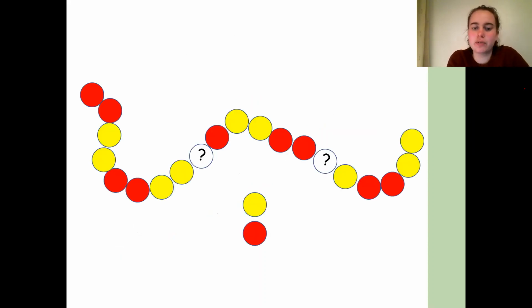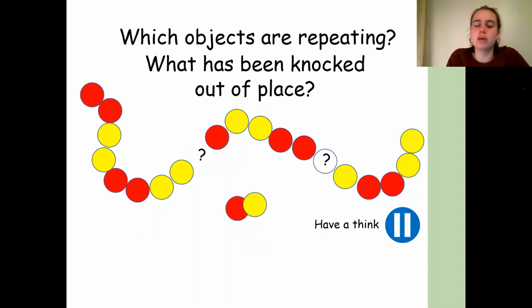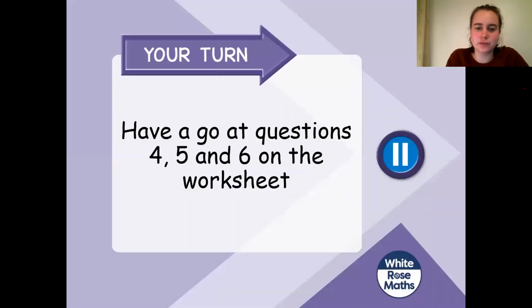So we've got 2 missing counters from this pattern. Where do you think the yellow one needs to go? And where do you think the red one needs to go? So we've got 2 red, 2 yellow, 2 red, 2 yellow. We've only got 1 red next, so it must be the red counter that's missing. So we've got another 2 red, 2 yellow, 2 red, and let's put that counter there, 2 yellow. And now the pattern repeats itself.